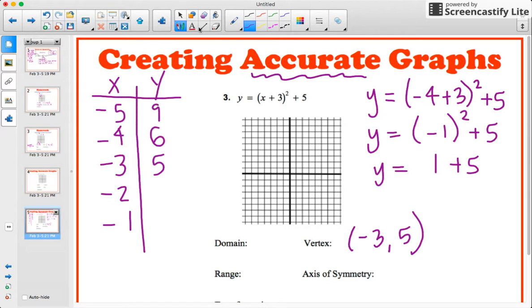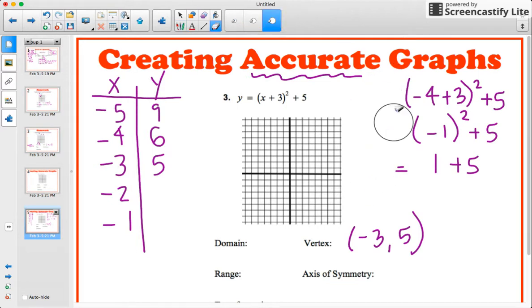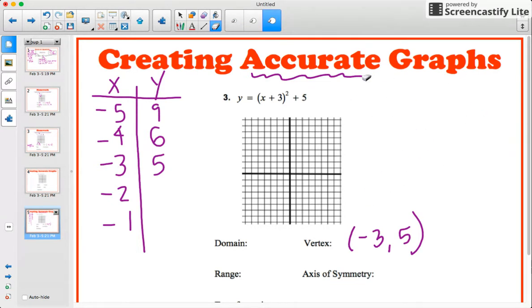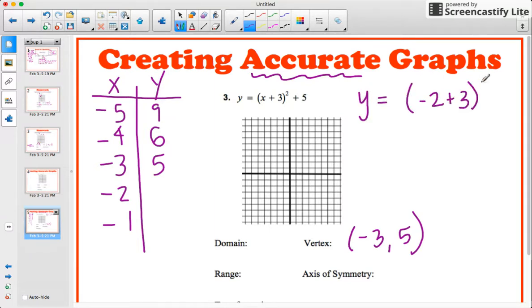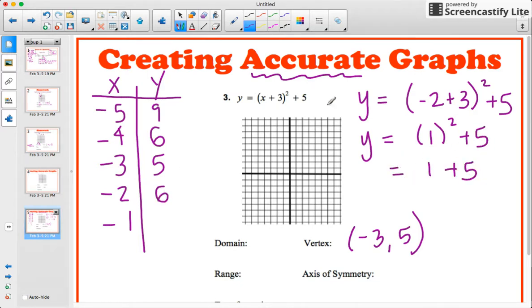At my negative 2, I can plug in y equals (negative 2 plus 3) squared plus 5. So y equals, this will give me 1 squared plus 5, which will give me 1 plus 5, which will give me 6.